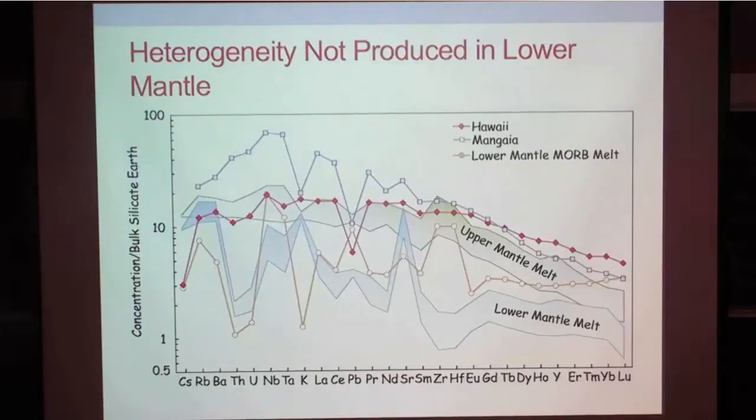Okay, first point is heterogeneity in the mantle that we see in oceanic island basalts and mantle plumes is not something produced in the deep mantle. It's a result of processes occurring in or near the Earth's surface, in the upper mantle or within the crust. So what I've plotted here are based on available partition coefficients.